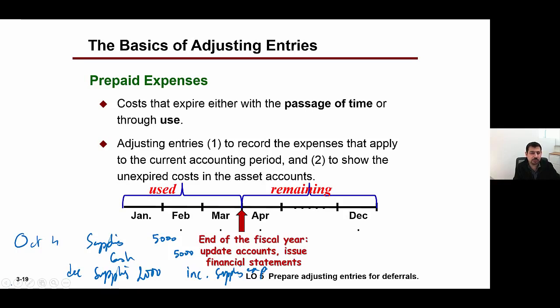So what do you do? You wait until the end of the accounting period and then you look at how much you still have on hand. So this is where you look at the remaining part. Let's say at the end, the value of the supplies was $3,000. That means that during the month of October, we used $2,000 in supplies. And as a result, those are supplies expense. Those are expenses that we use in order to generate revenues.